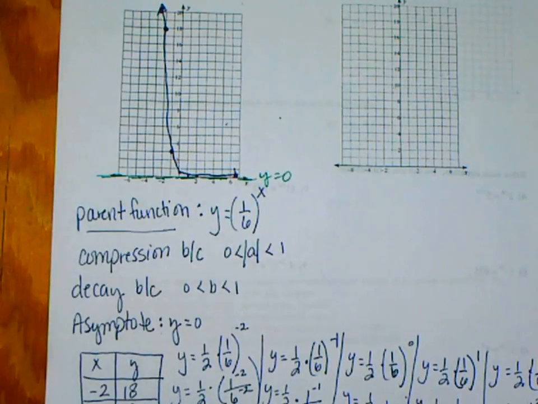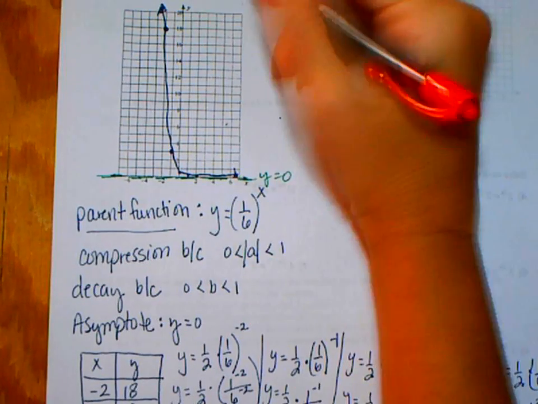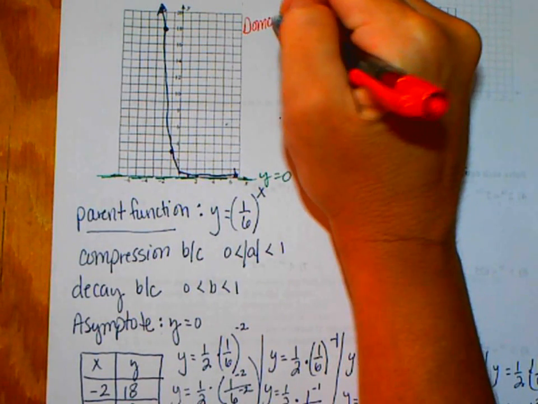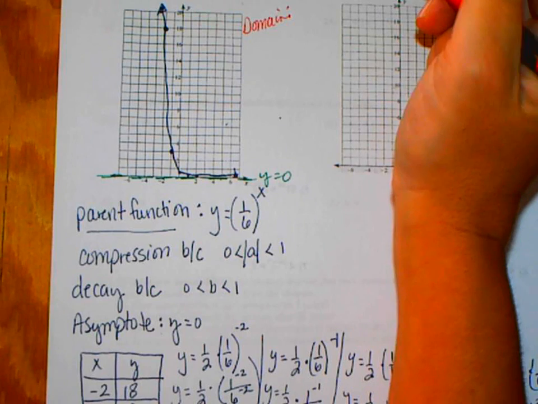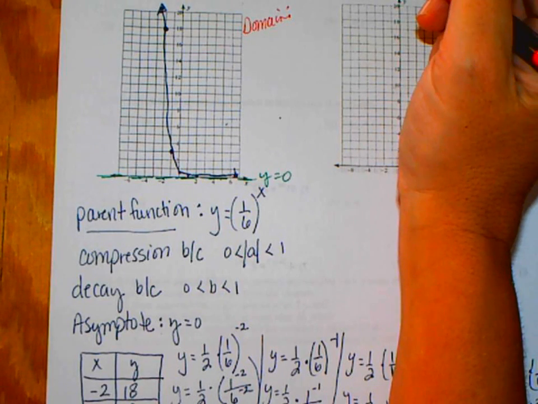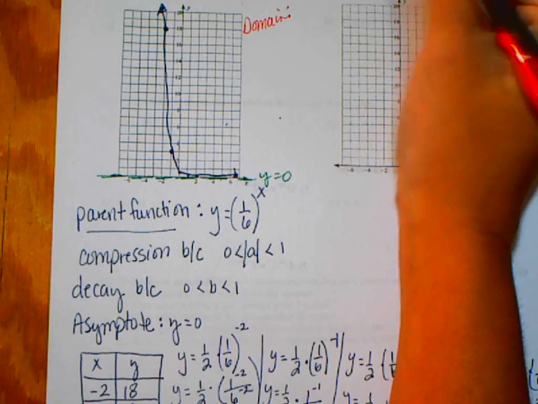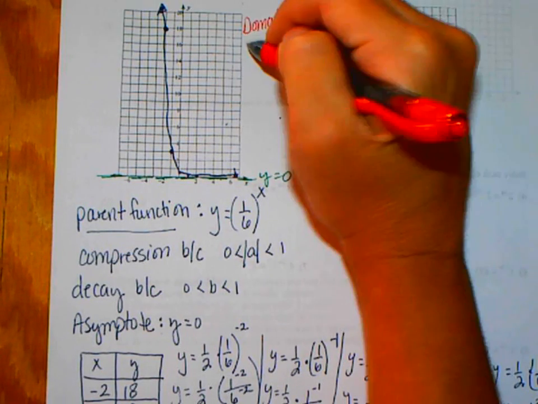What's my domain going to be? All possible x values for this graph. Is there any value for x that I could not plug into the equation and simplify? No. So what's the domain? All real numbers.